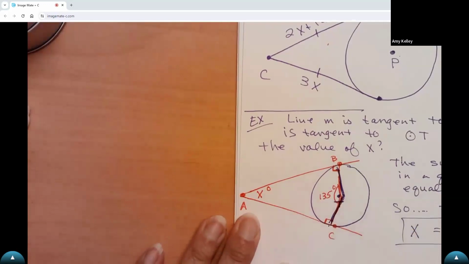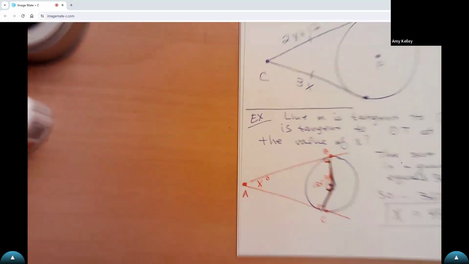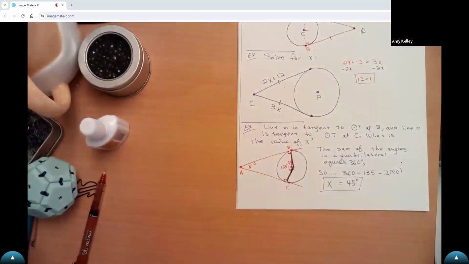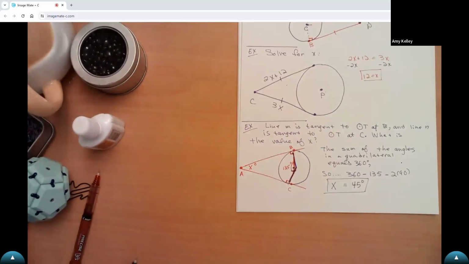is 45 degrees. Oh gosh, it did the zoom again. I'm sorry. All right, there we go. So angle X would equal 45 degrees. I'll leave that there for a moment. Let me know if you have any questions.